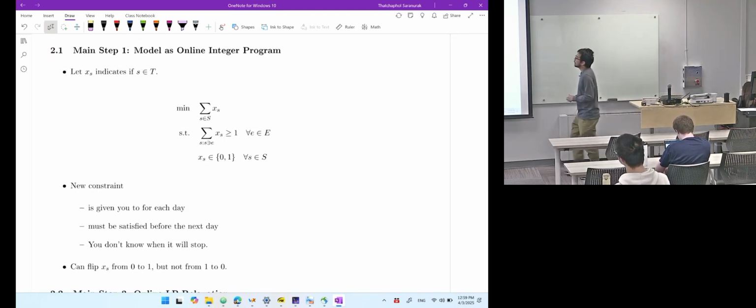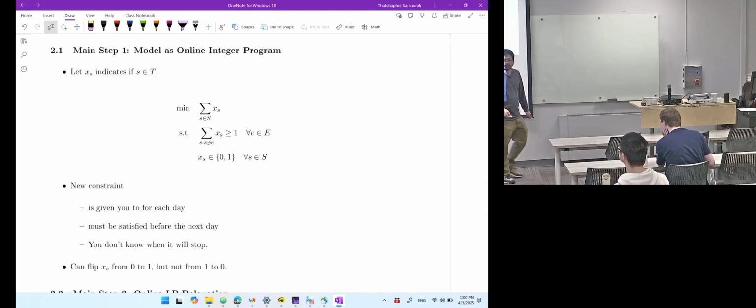So we just model it as an IP. We have seen this IP before. The difference is just that the new elements come one by one. The new constraints come to you one by one. And you can only flip from 0 to 1, not 1 to 0.